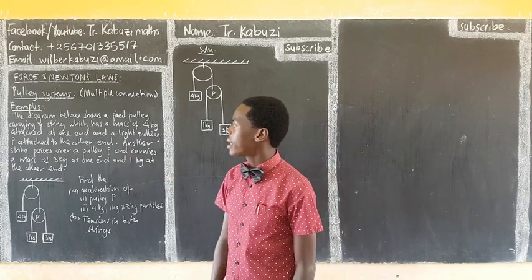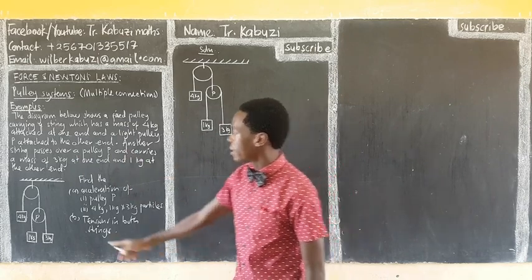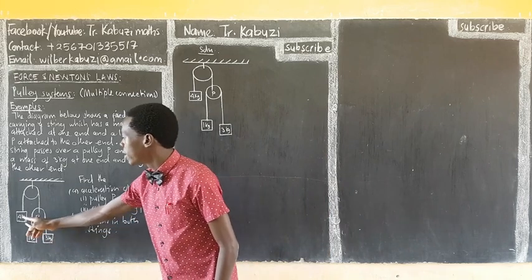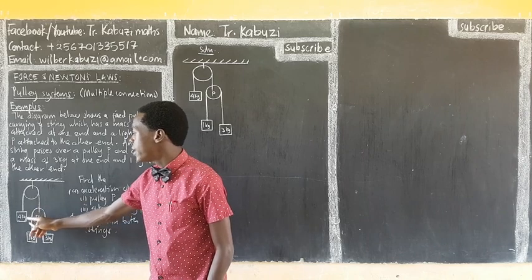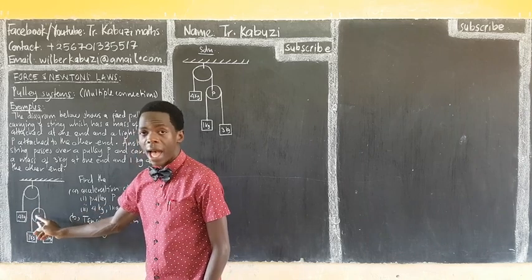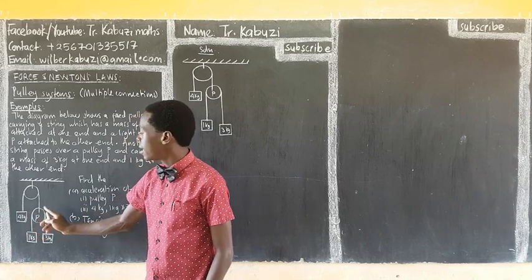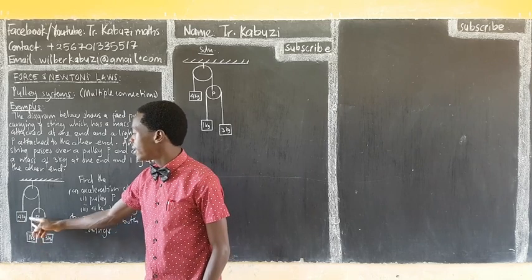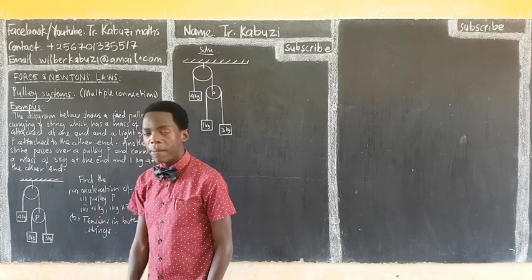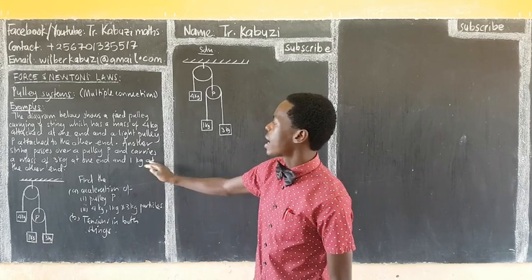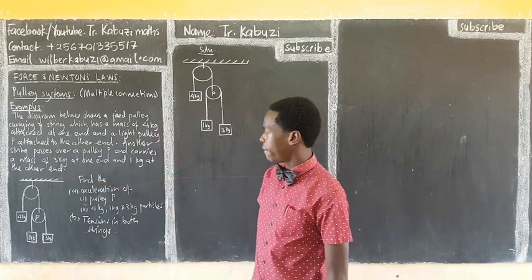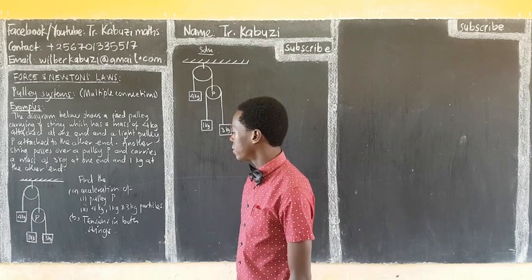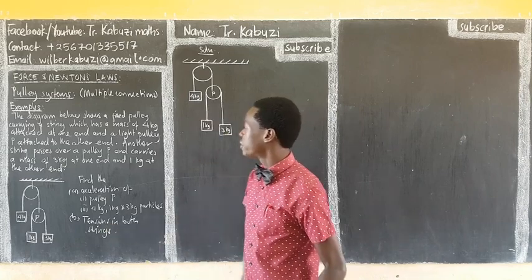Another string passes over pulley P, so another string is passing over pulley P. So this first one has this 4 kilogram weight, this mass, and then it's carrying a pulley on the other side. And then at this pulley there's another string which is carrying a 1 kilogram mass and a 3 kilogram mass at one and the other end. Find the acceleration of P, 4, 1 and 3 kilogram particles, and also find the tension in both strings.